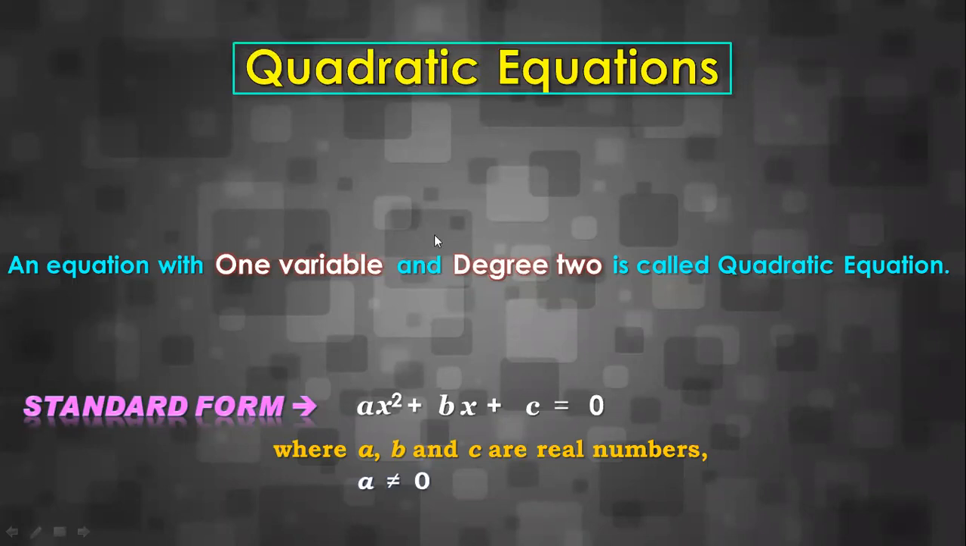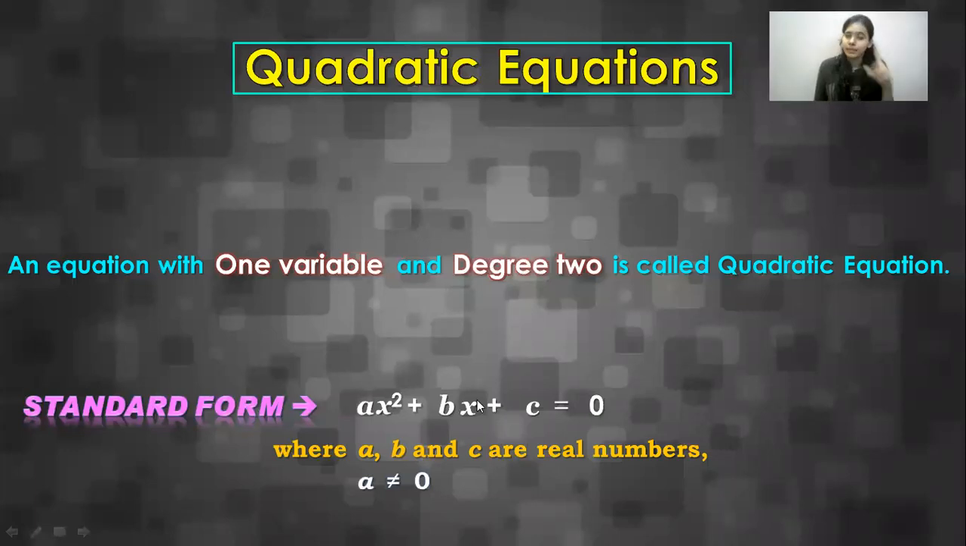Yes, निहारिका, तो अब तक हमने क्या डिस्कस किया? दैट व्हाट इज क्वाड्रेटिक इक्वेशन जहां पे वन वेरिएबल एंड डिग्री 2 हो, एंड सेकेंडली हमने देखा द स्टैंडर्ड फॉर्म इज ax square plus bx plus c equal to 0, where a, b, c are real numbers and a is not equal to 0. I hope everybody is clear with this, the meaning, the definition and the standard form.